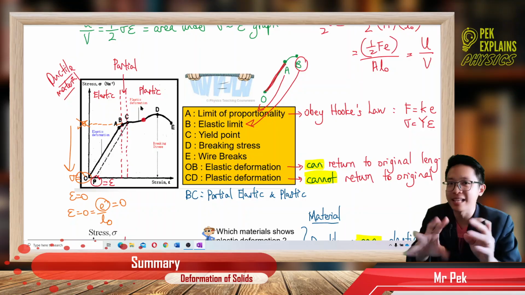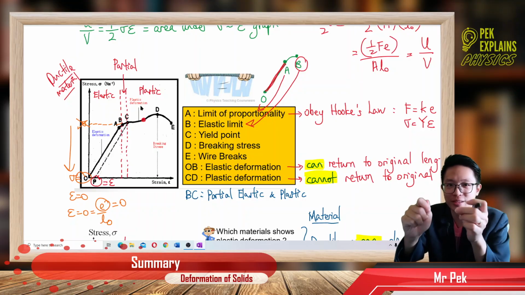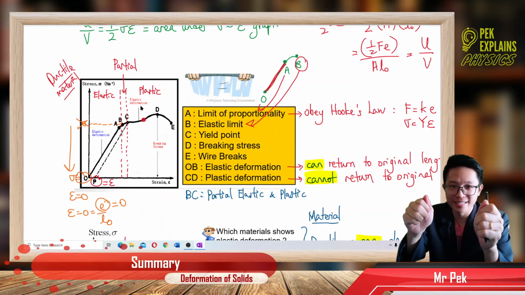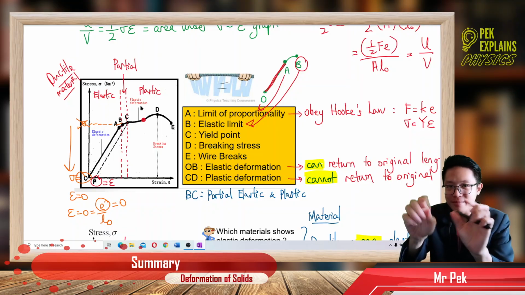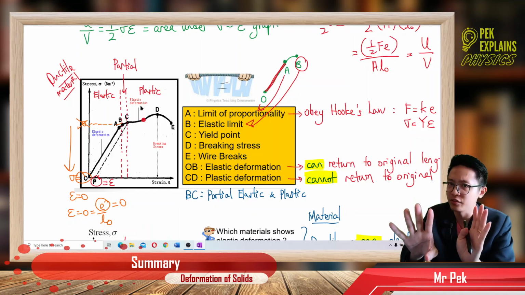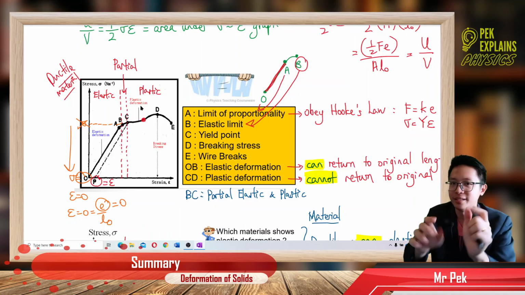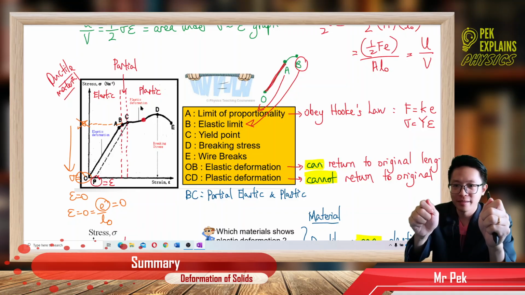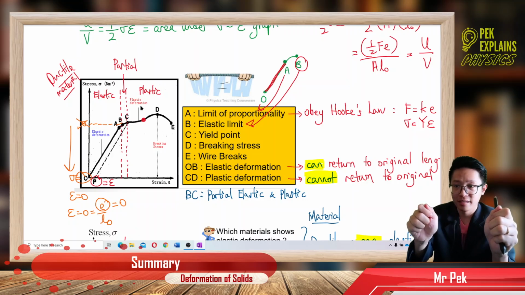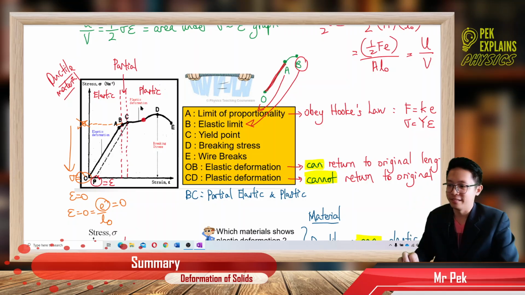It becomes just like the plastic bag. You never see a plastic bag go back to original shape, isn't it? You pull the plastic bag, you never see it return to original shape. The plastic bag never shows elastic deformation. It never can go back even a little bit. You pull the plastic bag, it stays like that shape forever.